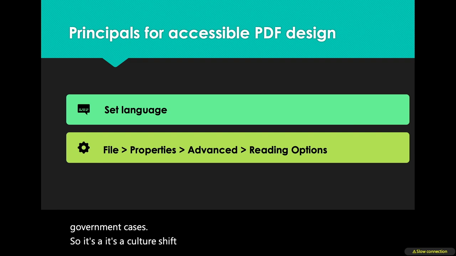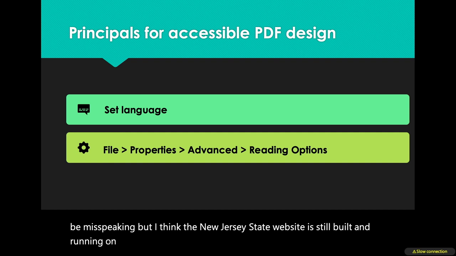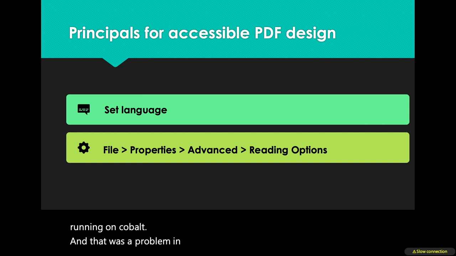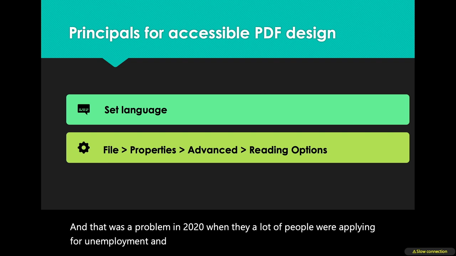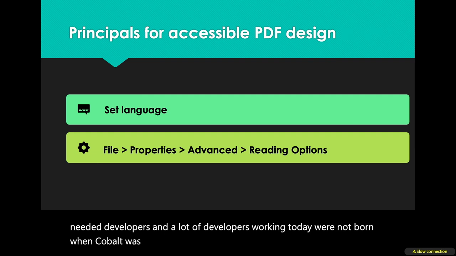Yeah, I remember, I might be misspeaking, but I think the New Jersey State website is still built on and running on COBOL. And that was a problem in 2020 when a lot of people were applying for unemployment and other benefits, and the site kept crashing, and they needed developers, and a lot of developers working today were not born when COBOL was a thing, really. So it's a very multi-pronged problem.